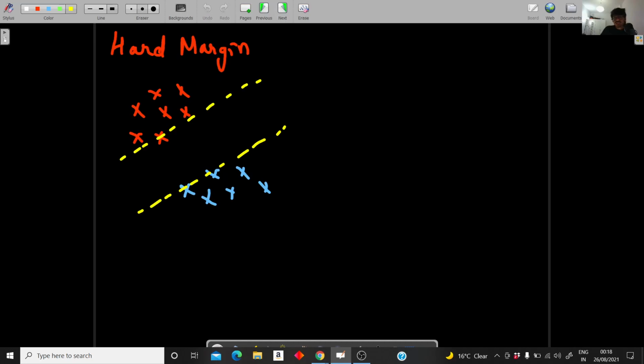Now, these planes will always pass through the support vectors, and this is our actual separating plane. So this pi is our actual separating plane. This is pi minus because red are negative data points, and this is pi plus because blue are positive data points. Now let me frame the problem.